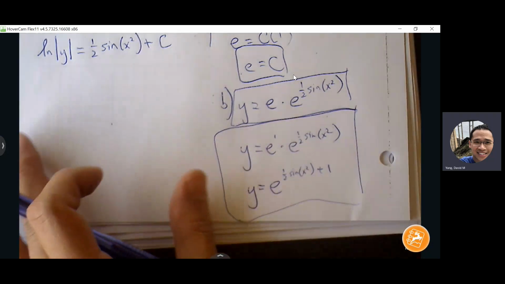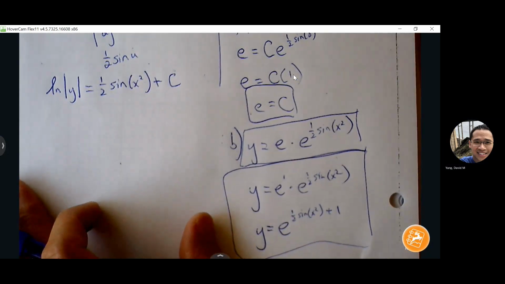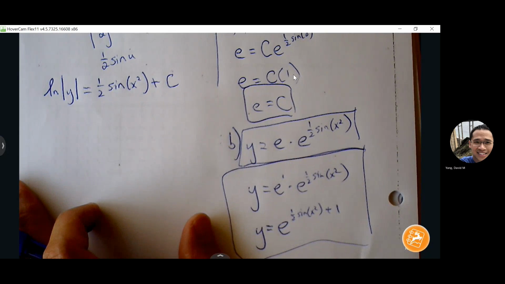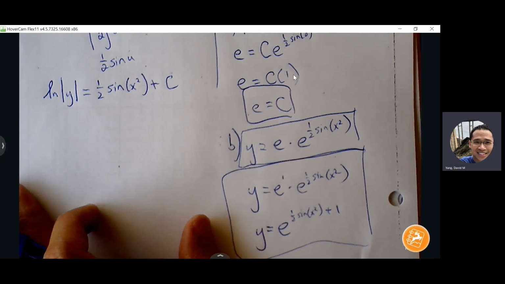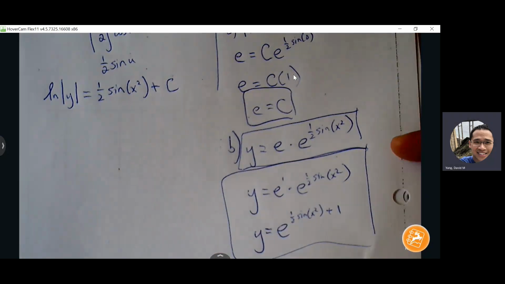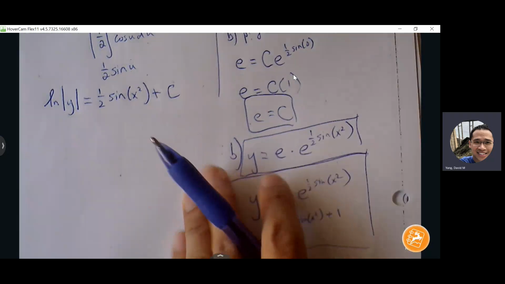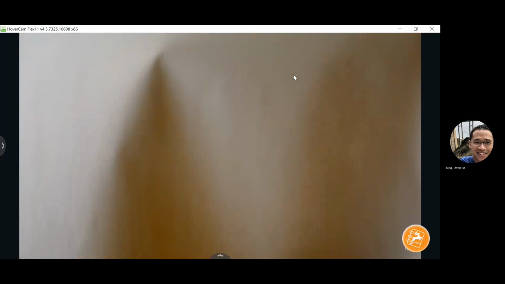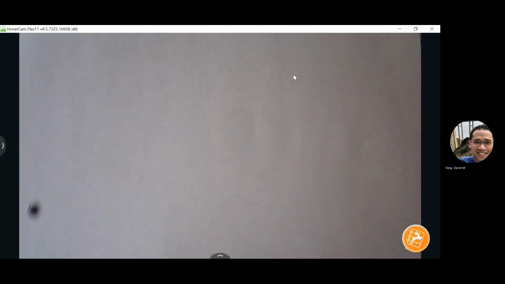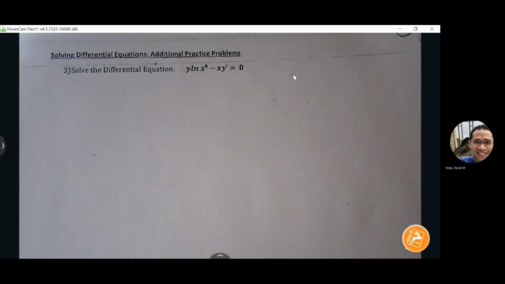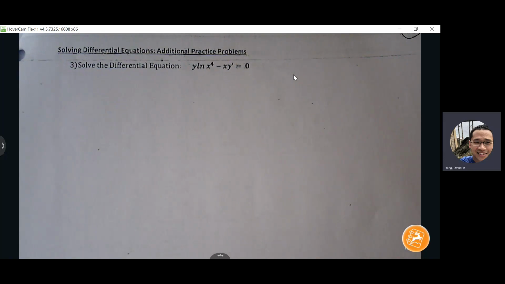Okay, let's go to number 3. Over these next 2 days, I just want to show you as many different variations of differential equations and see if you can get some more practice. You guys want to try this on your own and see how far you can get, and I can follow up with the steps.